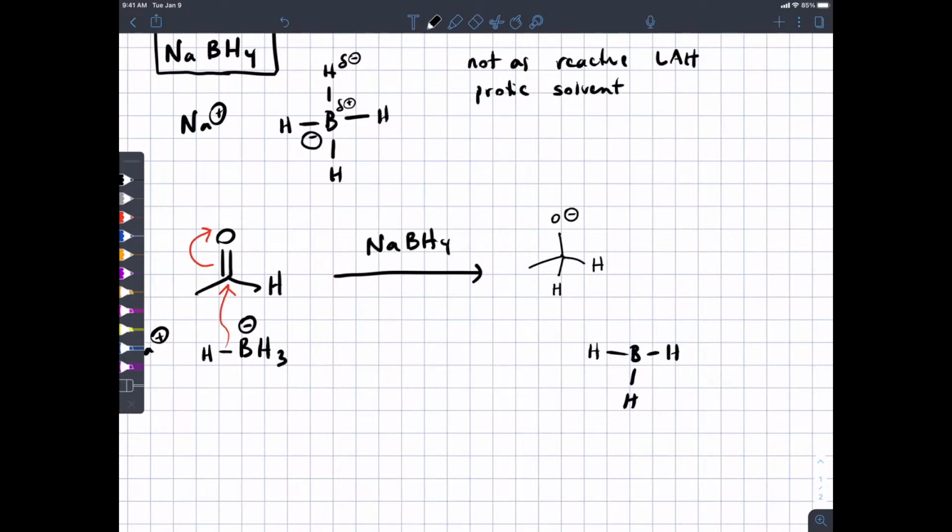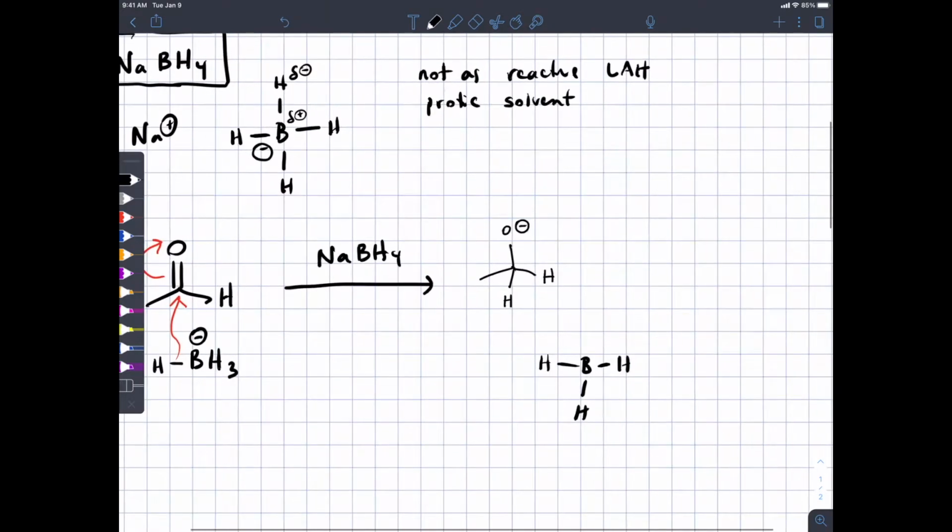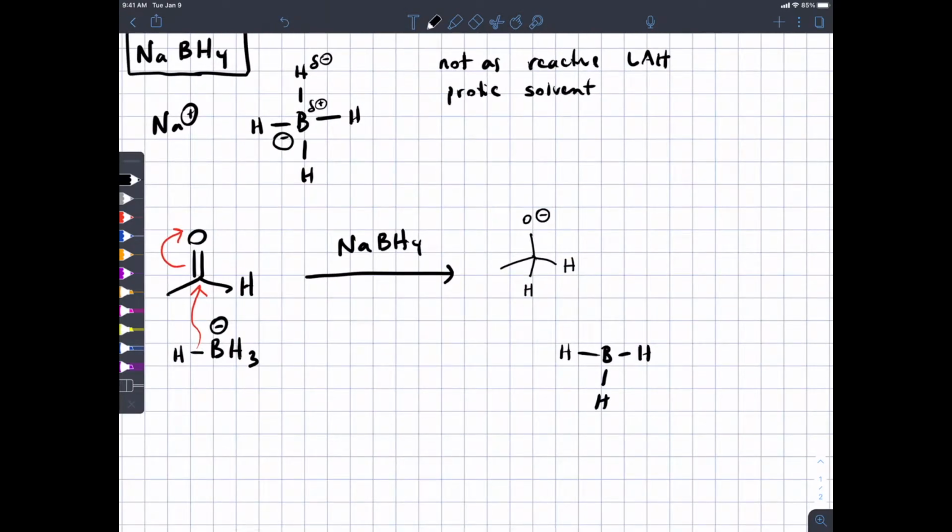And at that point, we ask, are there any good leaving groups on that tetrahedral intermediate? The answer is no. So we're stuck. And it turns out when we're using sodium borohydride, we're probably in some kind of protic solvent. I'm not going to specify what that is. It's often methanol. But if you have solvent that has a proton that can be exchanged in it, it's pretty easy for that negatively charged oxygen to pick up a proton from some other source to give you the alcohol. Okay? So that follows the pattern we've been learning.